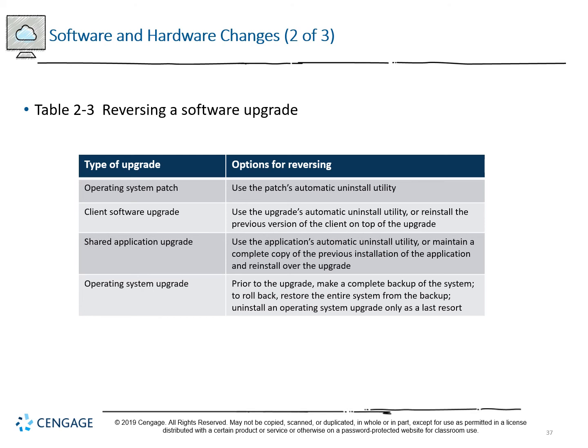There's what's called a patch uninstall, which is normally automatic. Like if the patch fails, it'll go ahead and try and clear up whatever pieces it was trying to use. Client software will often have a reversion or rollback tactic. Shared application upgrade may require that there's kind of a dummy installation.